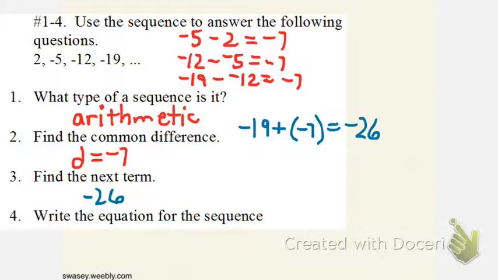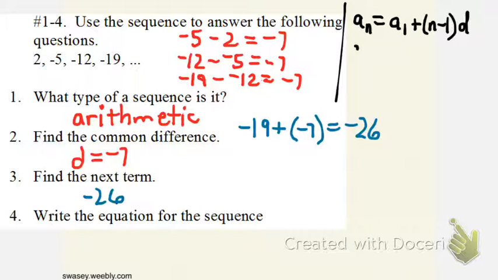Now we want to write an equation for this sequence. For an arithmetic sequence, we can use a sub n equals a sub 1 plus n minus 1 times d, where d is the common difference, and a sub 1 is our first term. So the first term of the sequence is 2, and then our common difference here is negative 7.